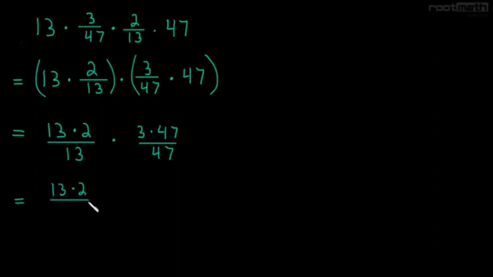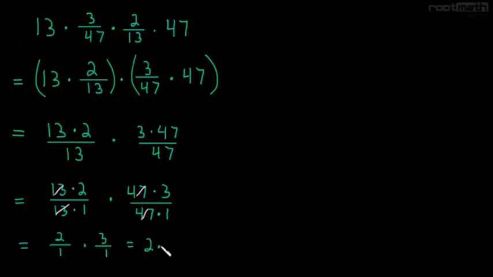So 13 times 2 over 13 times 1, right? 13 is the same as 13 times 1. So we'll just put that 1 in there. And 3 times 47 is the same as 47 times 3. And 47 is the same as 47 times 1. And now we're all set to cancel. So we're just left with 2 over 1 times 3 over 1. Well, 2 over 1 is just 2, and 3 over 1 is just 3. So this is 2 times 3, which is equal to 6.